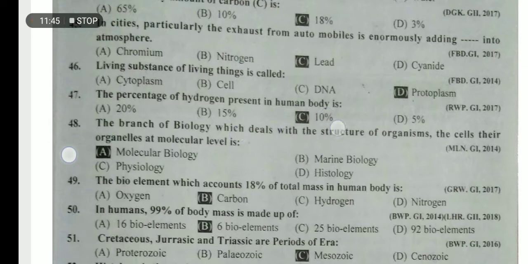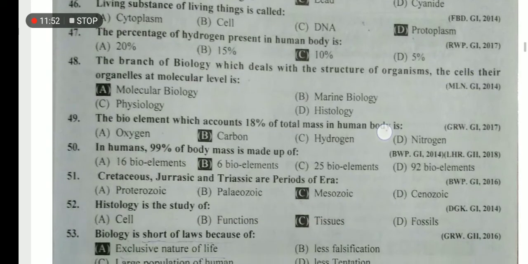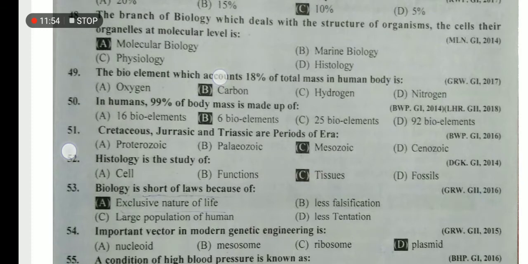The branch of biology which deals with the structure of organisms, the cells, and their organelles at the molecular level is known as molecular biology. The bioelement which accounts for 18% of the total mass in the human body is carbon. In humans, 99% of the body mass is made up of six bioelements, and these include carbon, hydrogen, oxygen, nitrogen, calcium, and phosphorus.